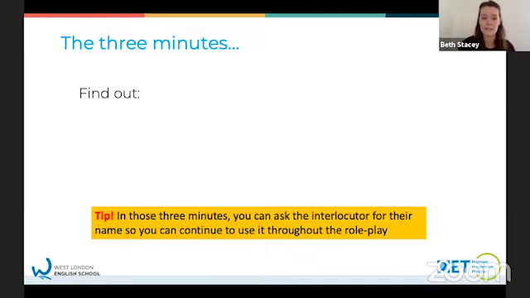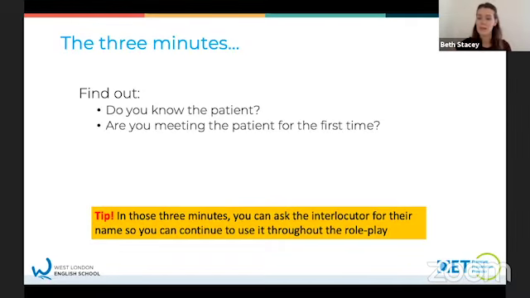Now, in 3 minutes, remember, you need to find out, do you know the patient? If it says that you are the doctor of the patient, or maybe it's a GP clinic, sometimes it says your patient has come to see you with these symptoms. So do you know the patient? Or are you meeting them for the first time? In which case you probably need to introduce yourself. Maybe it's a home visit or you're a specialist.